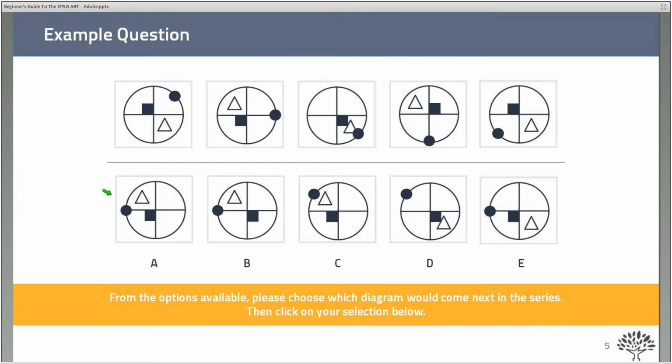There are 5 answer options presented. There's no sequence here, they're just 5 different answers, and you've got to pick which of them is the correct answer. And as I said, there are 20 of these, so you have to do this 20 times.